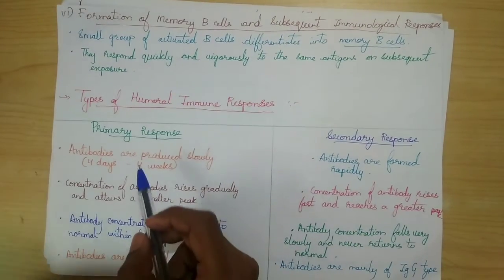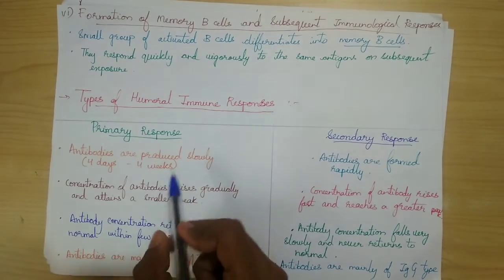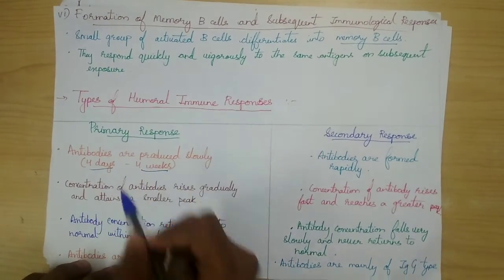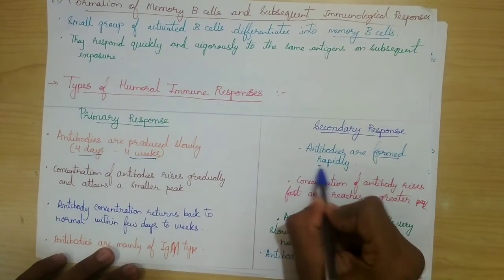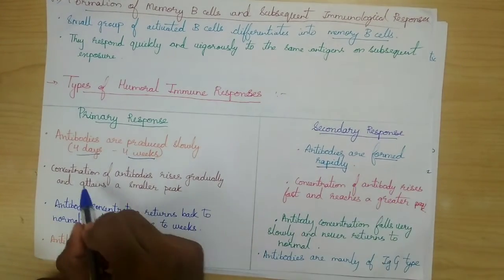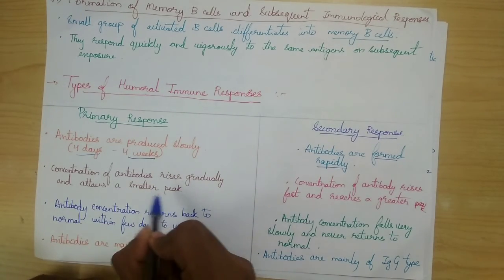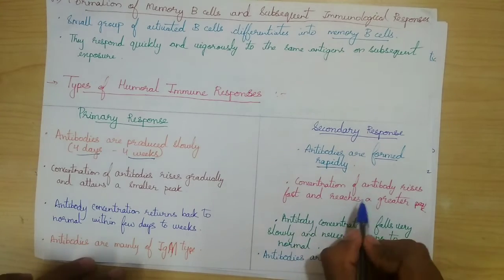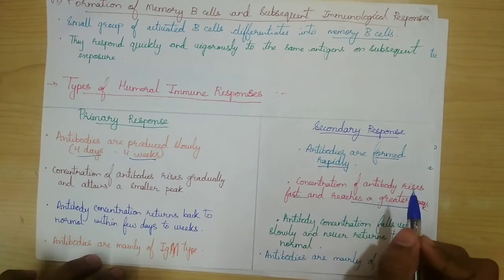In the primary response, the antibodies are produced slowly. The latent period is 4 days to 4 weeks. In the secondary response, antibodies are formed rapidly. In the primary response, concentration of antibodies rises gradually and attains a smaller peak. But in the secondary response, the concentration of antibody rises fast and reaches a greater peak.